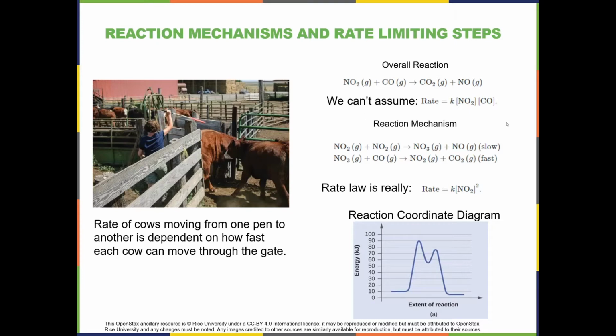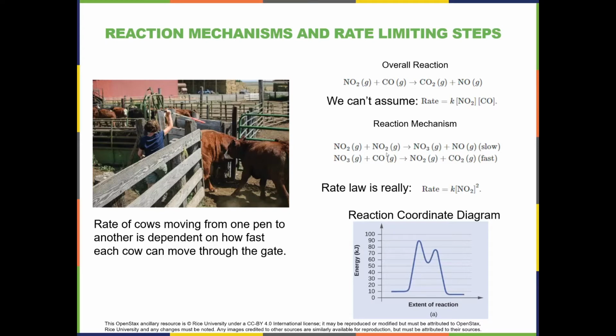I am not going to talk about in this part of the course how one might investigate a reaction mechanism, but there are ways that are known to do these things. So in this case, what we find is the first thing that happens is NO2 interacts with NO2 to form NO3 and NO. And it turns out that the rate of this first step of the reaction is relatively slow compared to the second step.